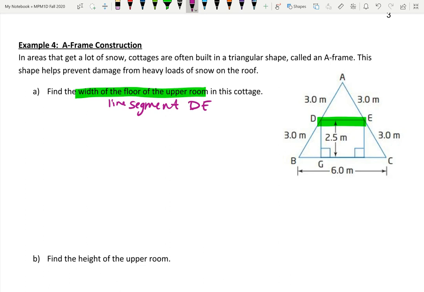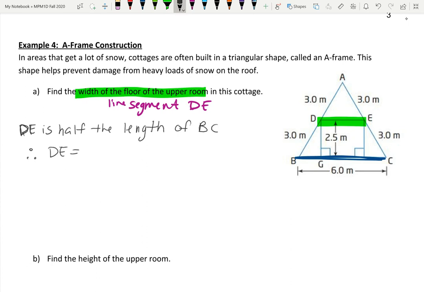Now remember, line segment DE is half the length of line segment BC. And we know that BC is 6 meters. So DE is half the length of BC. So therefore, DE is equal to BC divided by 2, which is 6 over 2, which is 3 meters.